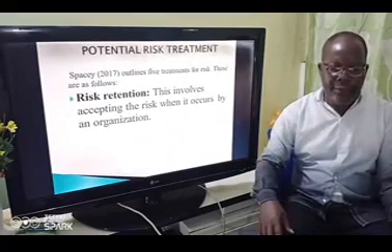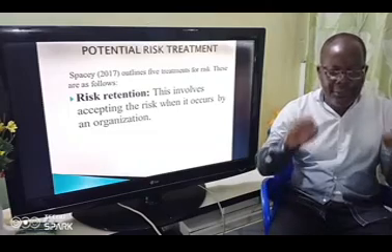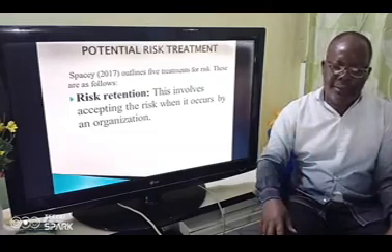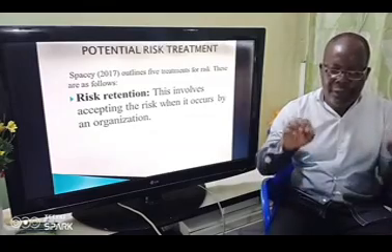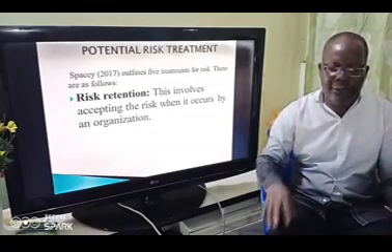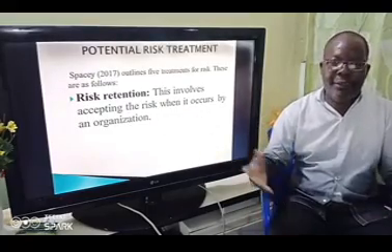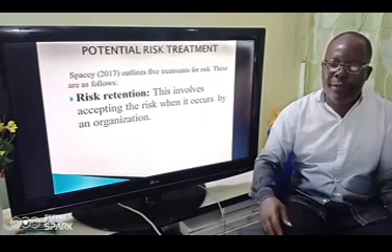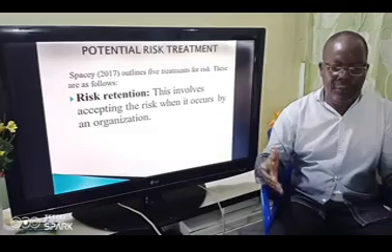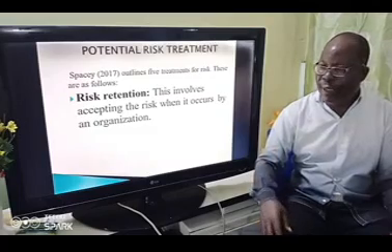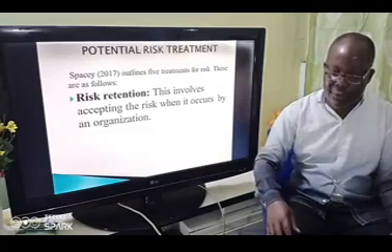More importantly, we need to also consider potential risk management treatment. Space 2017 outlined 5 treatments for risks, and these are as follows. 1. Risk retention. Risk retention means accepting the risk as and when it occurs in an organization. So we should be able to accept the risk as and when it occurs as part of the business entity.